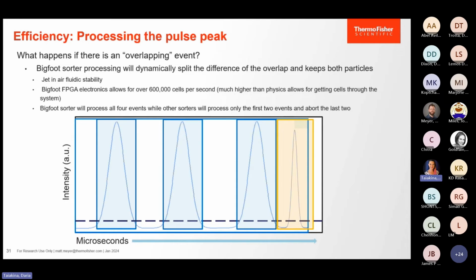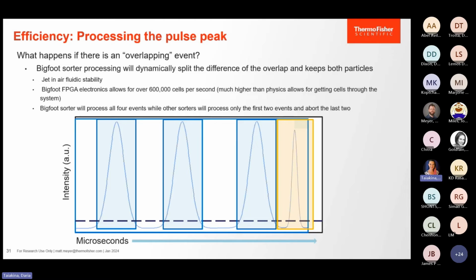And what allows us to process that much faster comes down to two things. One is the fluidic stability from the jet and air system. The other is the FPGA architecture that was designed to accommodate these speeds. And so we can go at a much higher rate than any event rate per second that would be possible. I think the board is spec'd to over 600,000 events per second, which physically is not possible at these pressures and speeds. So it was designed with that in mind to be able to process these events.